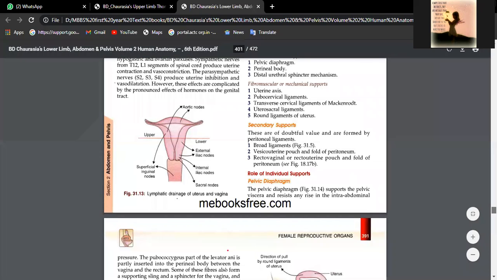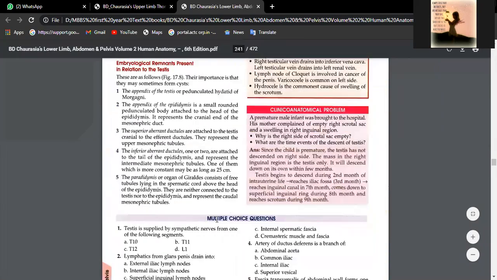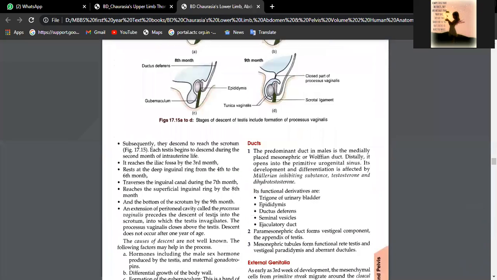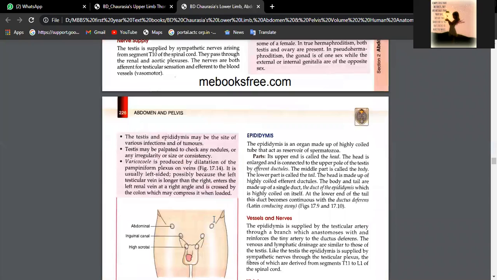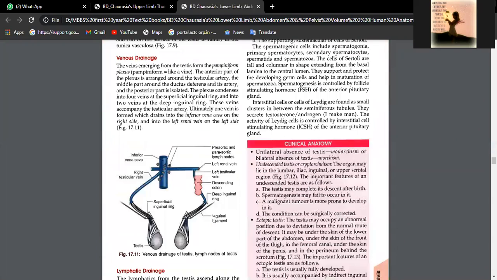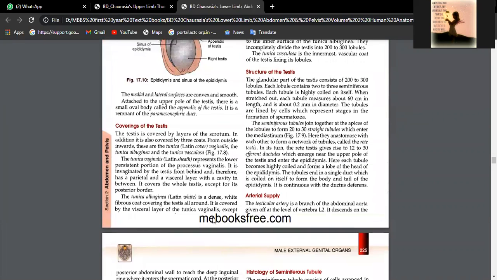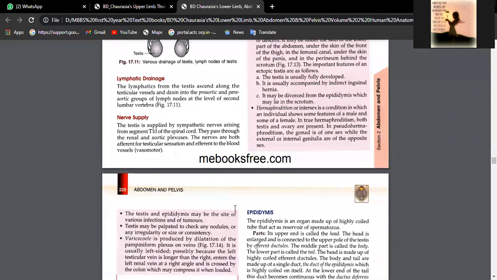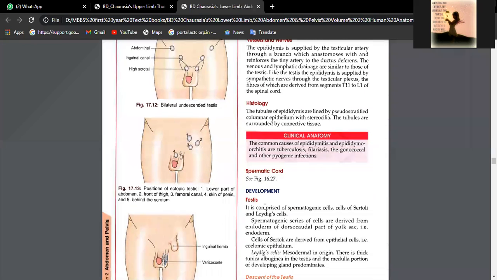What is the rectus sheath? It covers the rectus abdominis muscle. Very good. How is it formed, beta? Any idea? Do you remember? By the muscles, ma'am. Yes. Which muscles? Can you name them? Internal oblique and transverse abdominis.